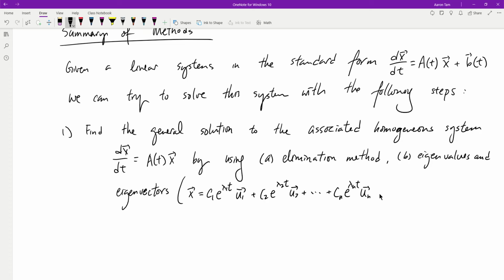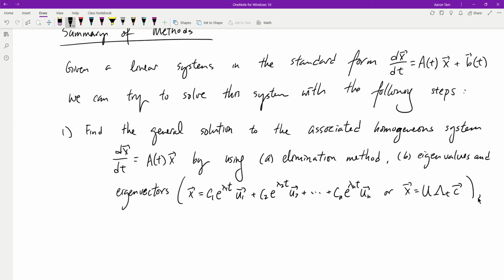Or as a matter of fact, we have a second formula for that: vector x equal to U e to the lambda t times vector c. And yes, we could also do U e to the lambda t U inverse x sub 0, but that's for a particular solution that satisfies the initial condition. Here we're just trying to find the general solution to the associated homogeneous system, so we don't use that.